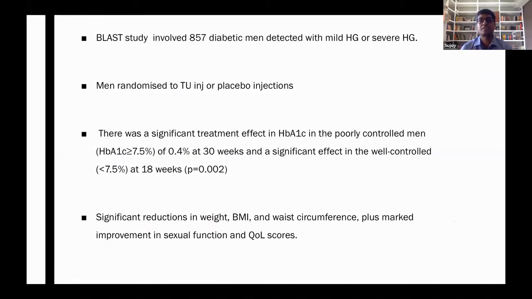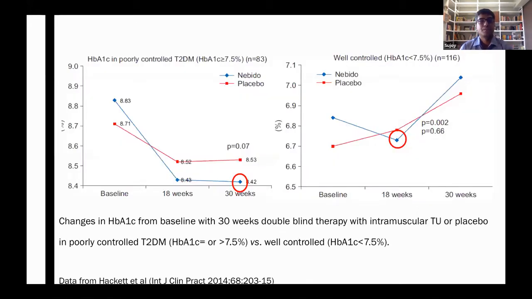The BLAST study is one such study, looking at about 850 odd diabetic patients with mild or severe hypogonadism, who were treated with either injectable testosterone or with placebo. And what you can see is there is significant improvement in glycemic control with testosterone therapy, provided everything else was kept the same. And there was improvement in the BMI, it came down, lean body mass improved, waist circumference went down, and overall sexual function and quality of life scores improved. So that's what I was trying to show you in the previous study, which has been shown here in this cartoon, that the A1Cs improve irrespective of what your baseline A1Cs are, particularly if your A1Cs were relatively higher to start with.